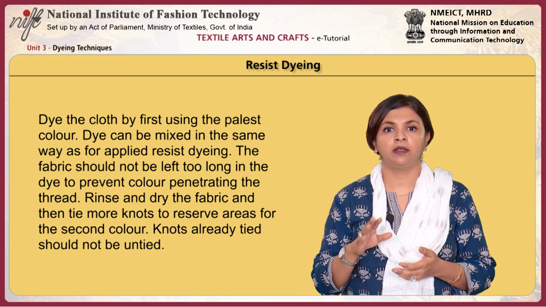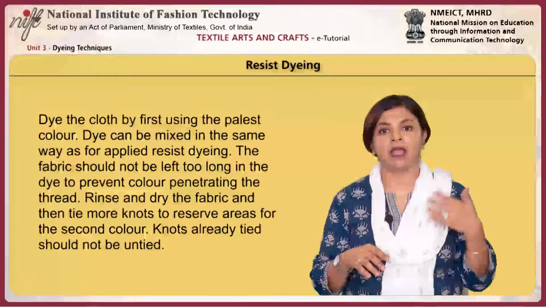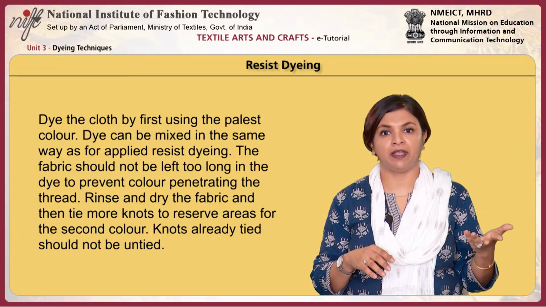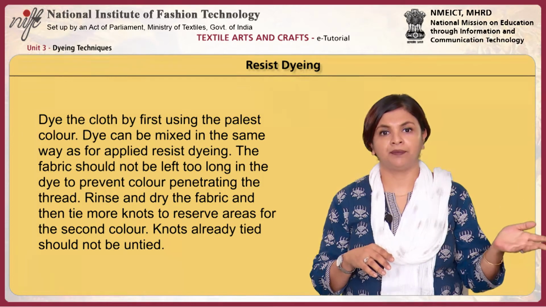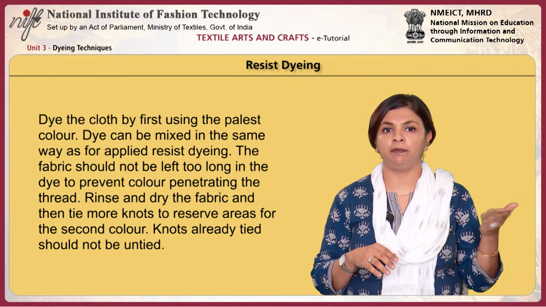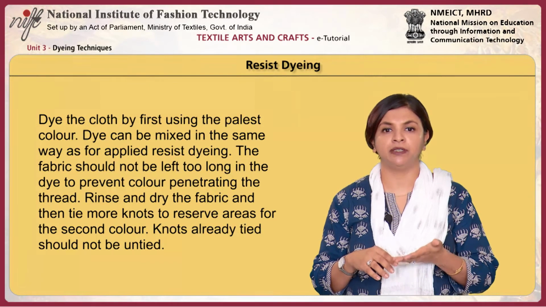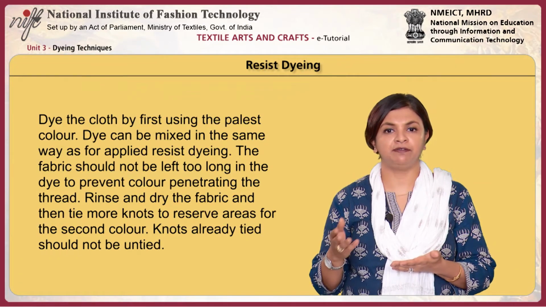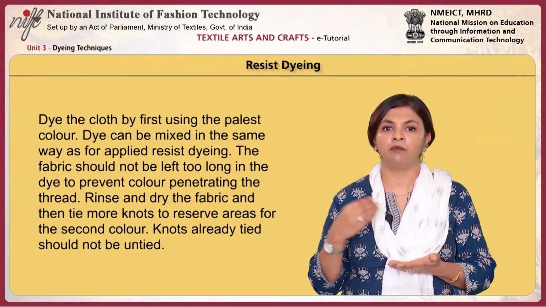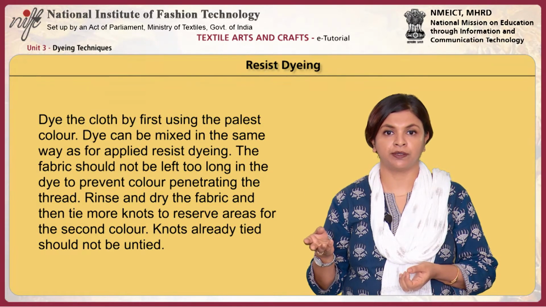Dye the cloth by first using the palest color. Dye can be mixed in the same way as for applied resist dyeing. The fabric should not be left too long in the dye, to prevent color penetration through the threads. Rinse and dry the fabric and then tie more knots to reserve areas for the second color.